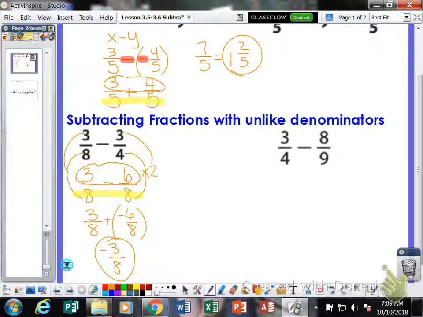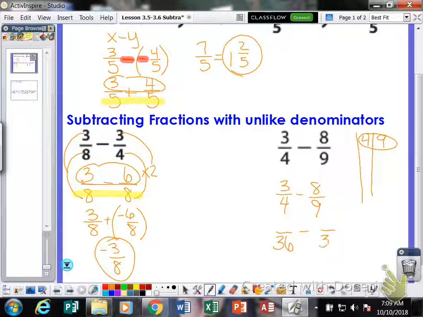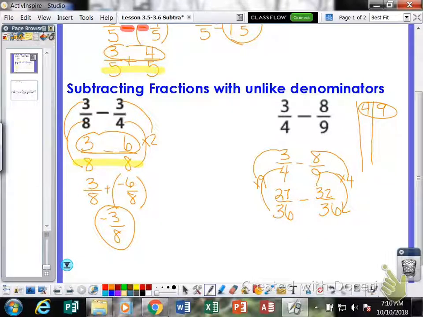4 and 9. So 3/4 minus 8/9. And again, if you wanted to try the least common multiple method, there's nothing that goes into 4 and 9. There's nothing I can take out of it. So therefore, we just multiply 9 and 4, and our common denominator is going to be 36. 9 times 4 is 36, so 3 times 9 is 27. 9 times 4 is 36, 8 times 4 is 32. So then I have 27/36 minus 32/36.